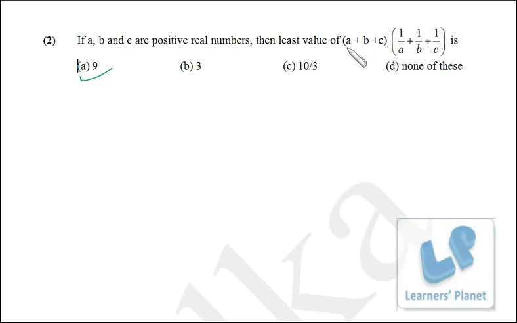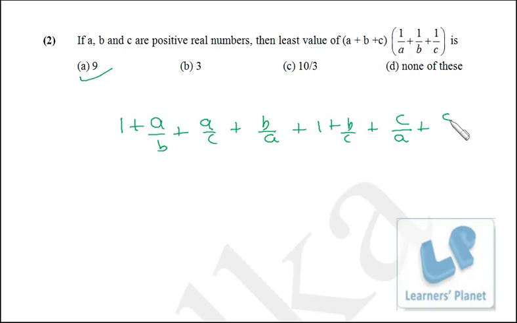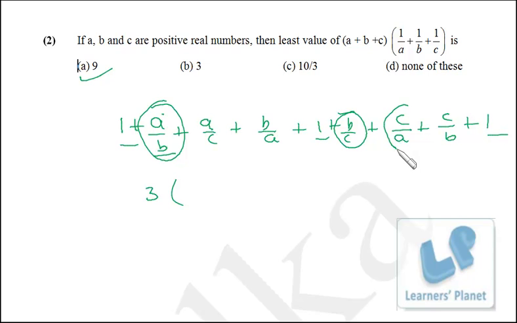So I multiply both of these expressions. So that's 1 plus a by b plus a by c plus b by a plus 1 plus b by c plus c by a plus c by b plus 1. So 1, 1 and 1, that is 3. Then a by b plus b by c plus c by a.